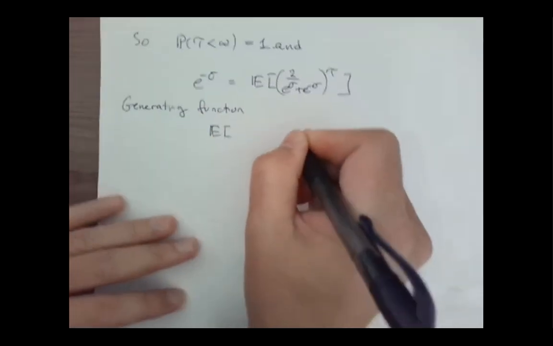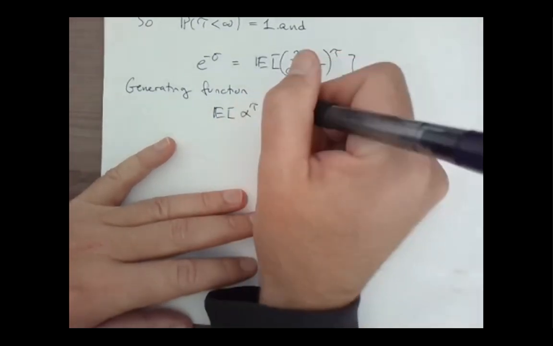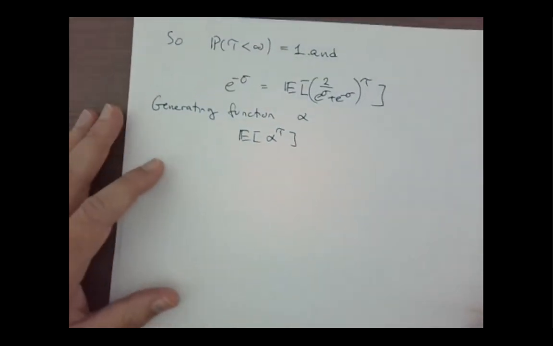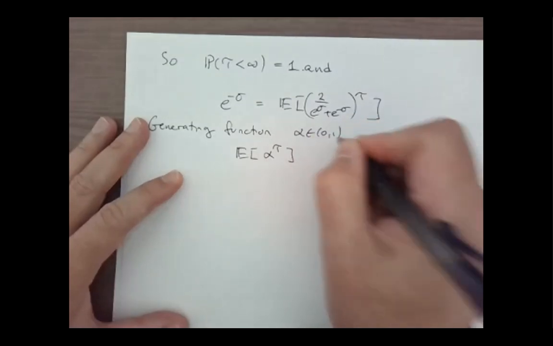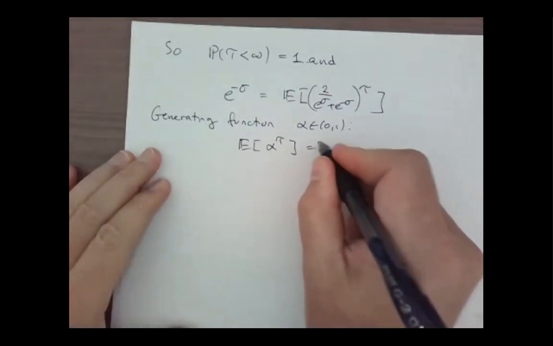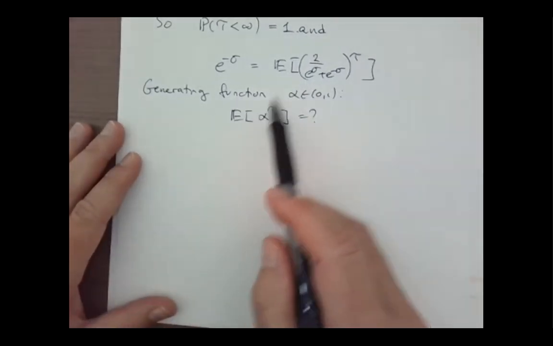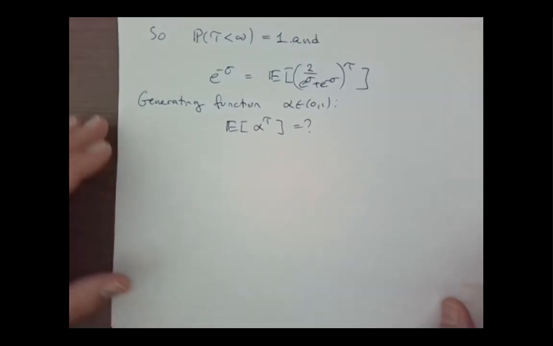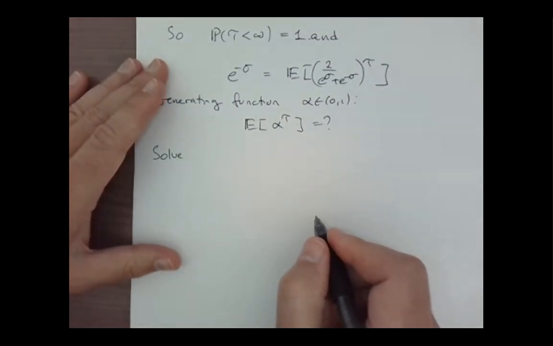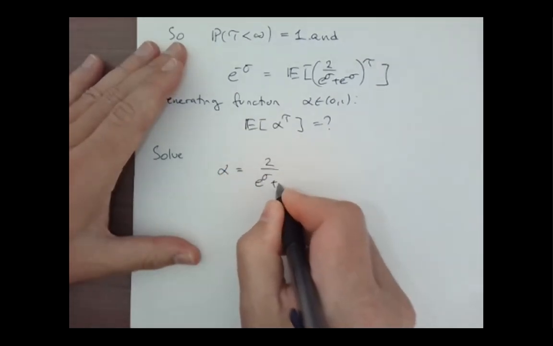This is alpha to the power tau. And what do we want to have here? We want to have alpha between 0 and 1, I think. So what is that equal to? And you can see, how do we get this from that? Well, we need to solve alpha equals 2 divided by e^sigma plus e^(-sigma).